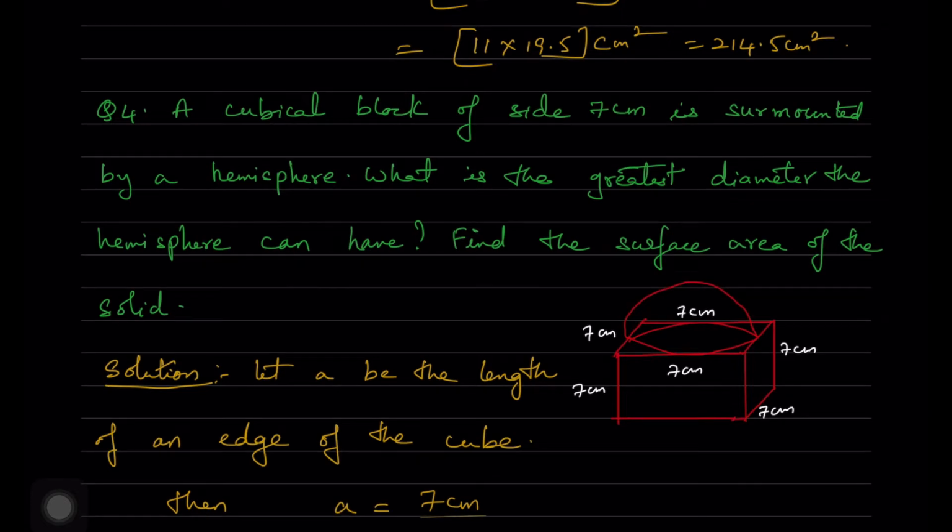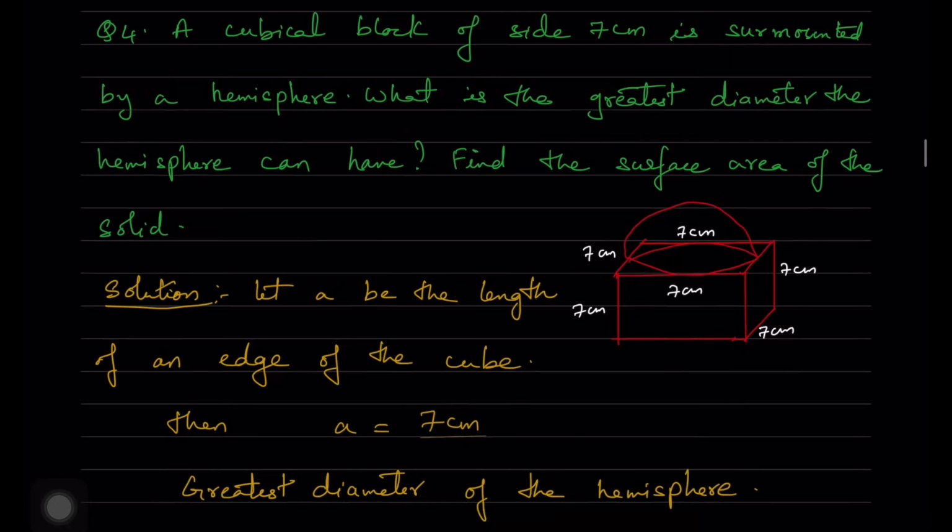Now going into the next problem: a cubical block of side 7 centimeters. Cubical means it's a cube, all the edges are equal, and it is surmounted by a hemisphere. That means on this cube there is a hemisphere which is placed. What is the greatest diameter the hemisphere can have? Find the surface area of this solid.